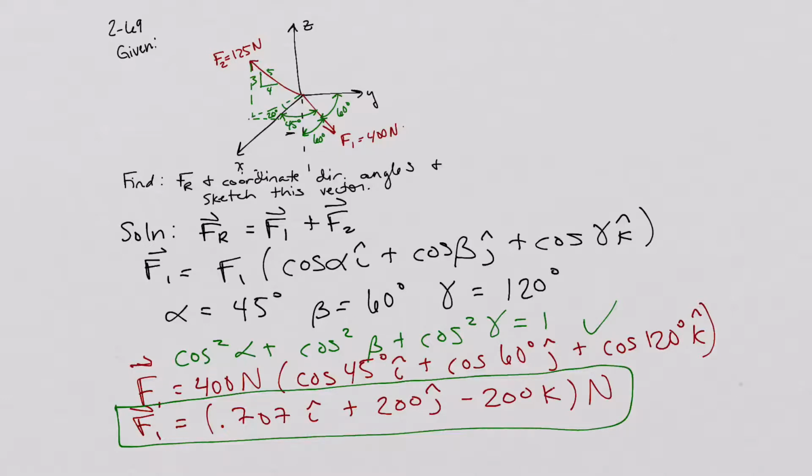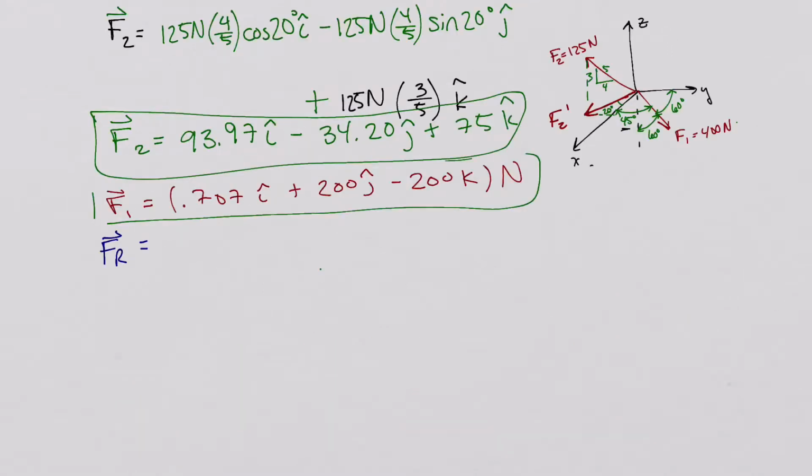So 400 times cosine of 45. It looks like I just did cosine of 45. So that actually should be 282.8 I. And then it looks like I did right for the other ones. 282.8, so let me change that here. It's a good thing I caught that. I just noticed the number seemed a little weird. 282.8 I.